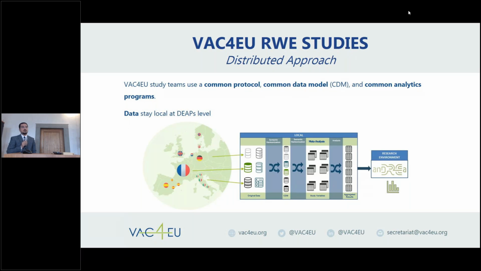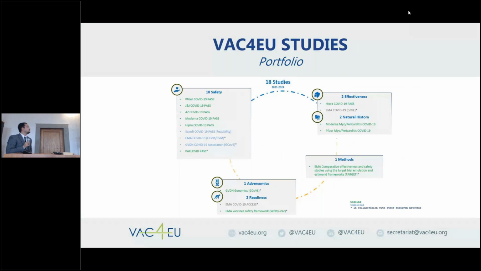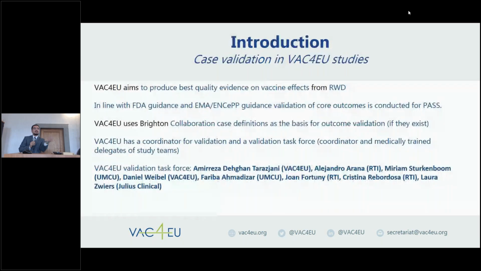And we need to implement a pipeline for case validation by retrospective review of the local data and clinical charts. Here we have a brief summary of the studies in the VAC4EU. We have 18 studies, mainly focused on safety and effectiveness of the vaccines, including different brands like Pfizer, J&J, Moderna, and AZ. But let's start with the case validation.